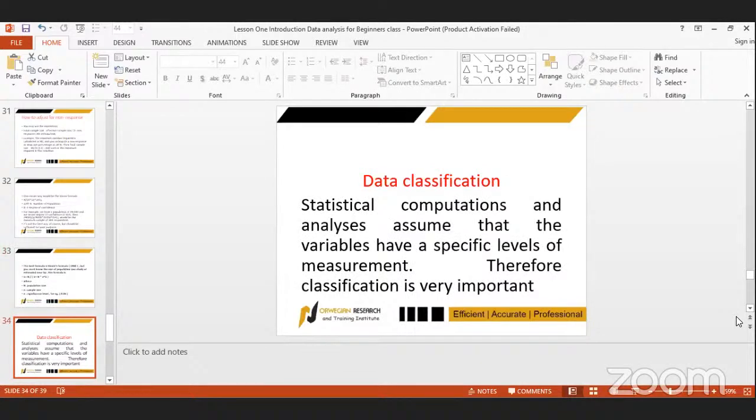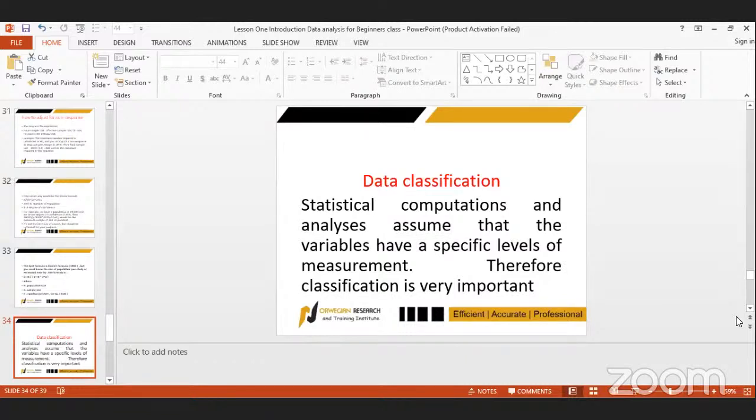Then the next thing that we want to look at is data classification. Statistical computations and analysis normally assume that the variables have specific levels of measurement. Therefore, classification is very, very important. Now, the data analysis that we want to do normally depends on two things. Two factors are very important in order for us to do an effective data analysis.